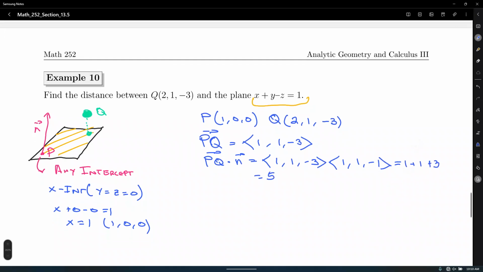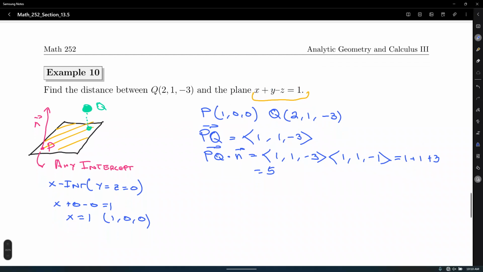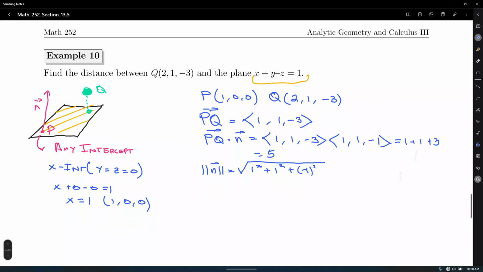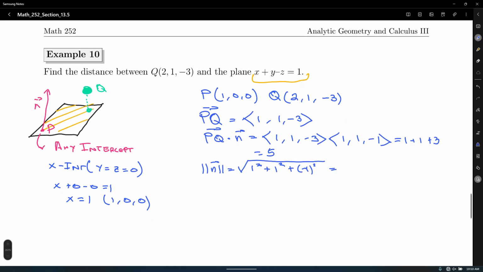What else do we need? We need the magnitude of the normal vector. The magnitude of n equals the square root of 1 squared plus 1 squared plus negative 1 squared. We're almost done, right? It's about time. So that's the square root of 3. I think I got too excited or something.